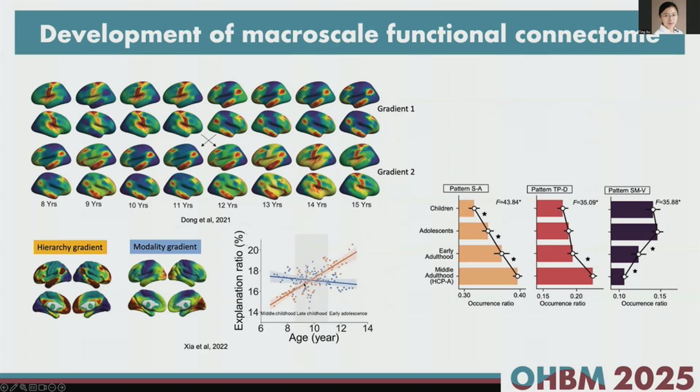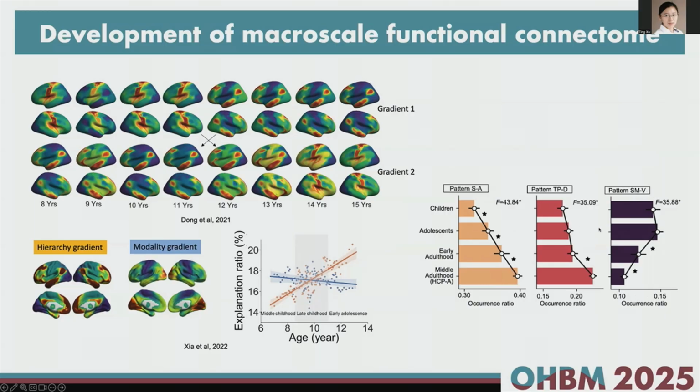And interestingly, this trend, the increase and decrease of the hierarchy and the modality gradients, is also consistent with what we find in the dynamic patterns. An increase of the occurrence for the pattern SA and a decrease for the pattern from visual to motor cortex.